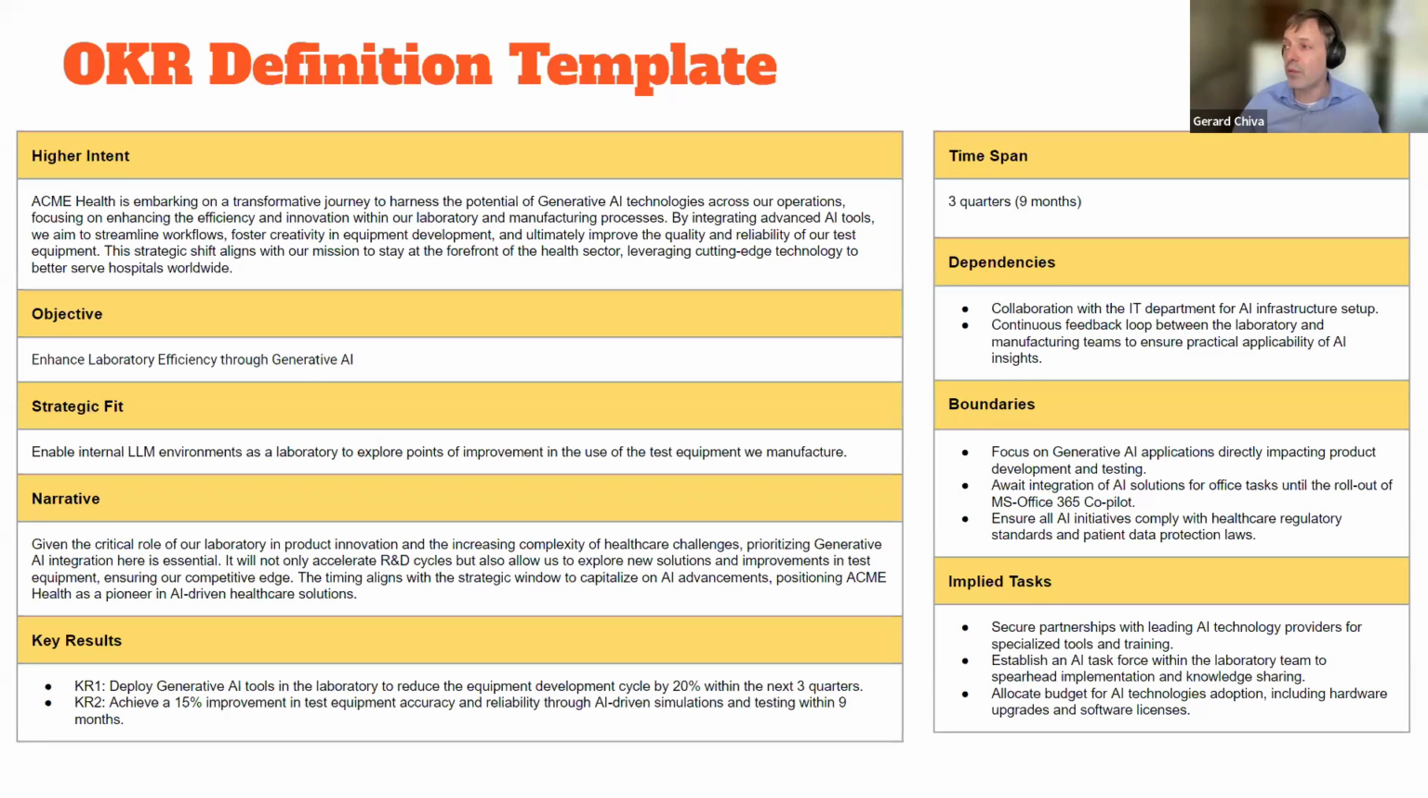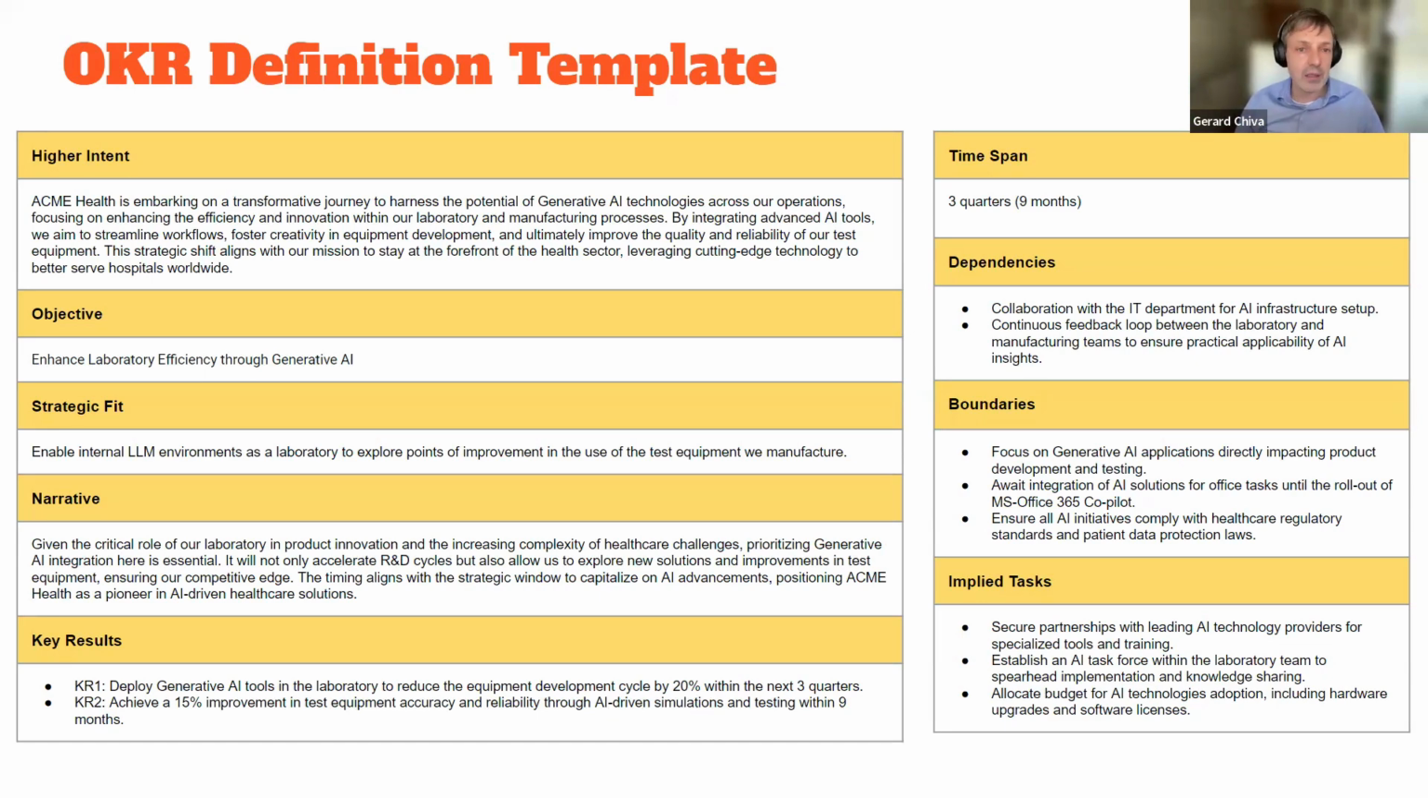And then on the other part of the template, we have the time span and the dependencies, very important. We must not forget that we are not alone in the world. So we may have dependencies with the IT department and with manufacturing, okay? Because if we change things in the laboratory, we need to be in continuous conversation with manufacturing. Then boundaries. It's important to identify the boundaries, what is allowed to happen and what is not allowed to happen in these guidelines, in these milestones on the way, right? And also, in our case, ensure that we follow the regulatory standards, okay?